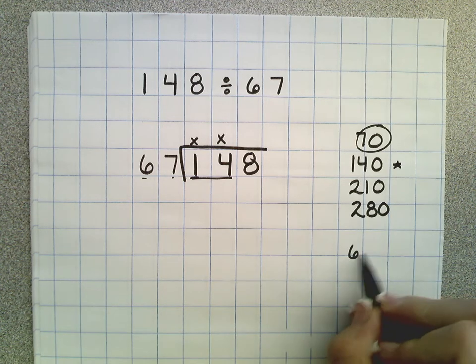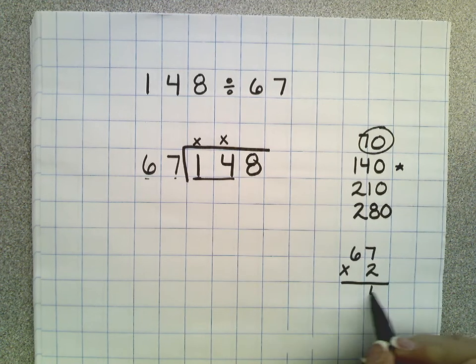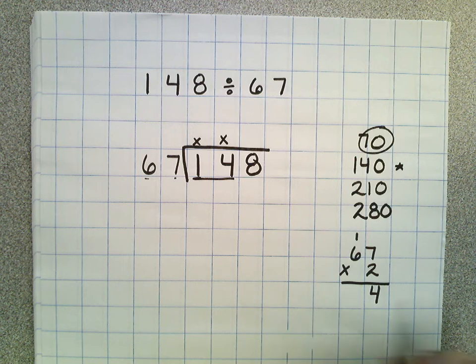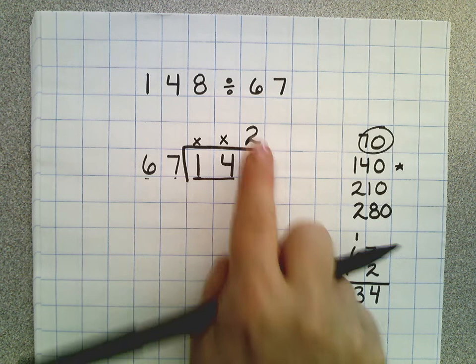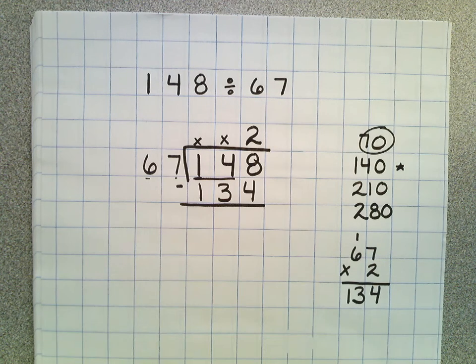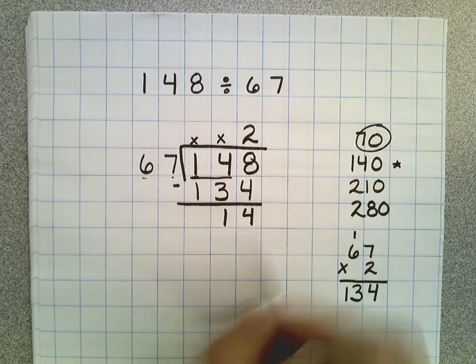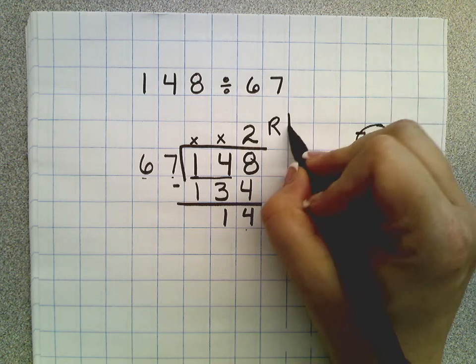So we're going to come over here and do some side math. 67 times 2. 7 times 2 is 14. Carry the 1. 6 times 2 is 12, add the 1 is 13. 134. That looks pretty good. So my 2 goes on top of the 8 because I'm doing 148. 2 times 67, I figured it out right here. Set it up, subtract: 8 minus 4 is 4, 4 minus 3 is 1. 14 is smaller than 67, so I'm safe. There are no other numbers to bring down, so our answer is 2, remainder 14.